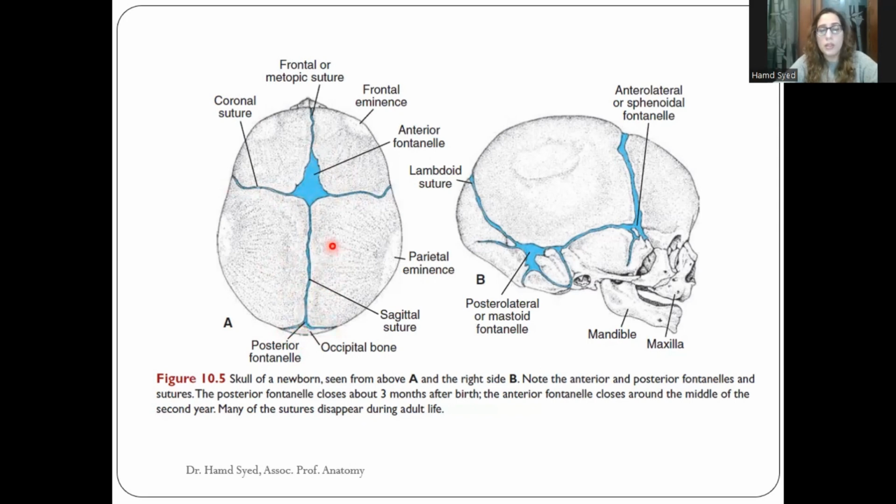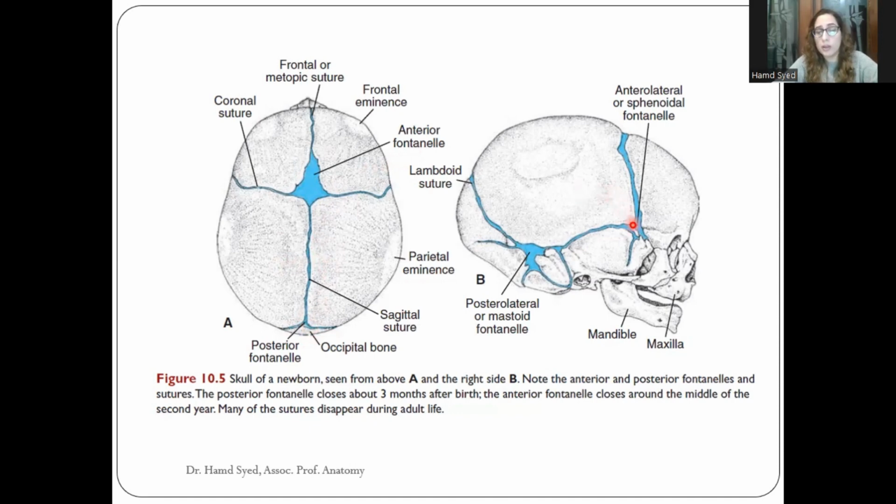Now, what about the fontanelles? Fontanelles are the points where more than two bones meet. So you can see the two parietal and frontal bones meeting at this point over here, and there is a space. This space is known as the anterior fontanelle. Similarly, where the two parietal and the occipital bones meet, there is a smaller space which is known as the posterior fontanelle.